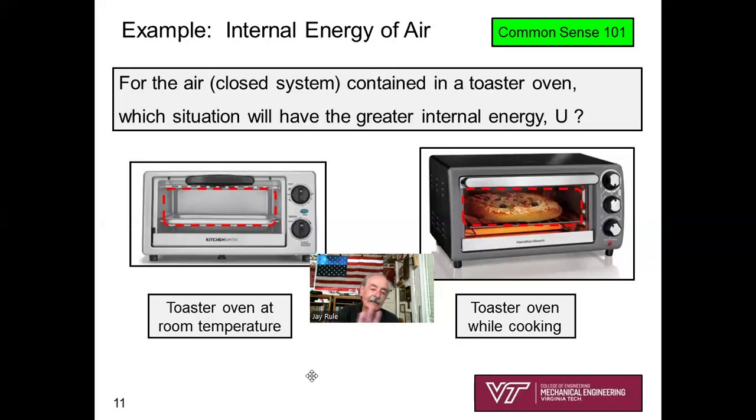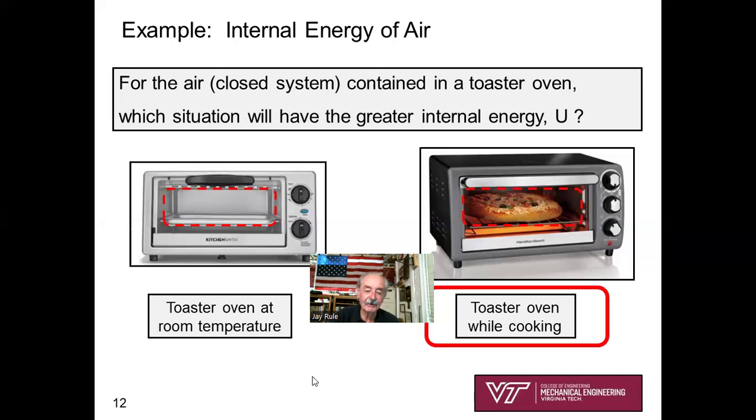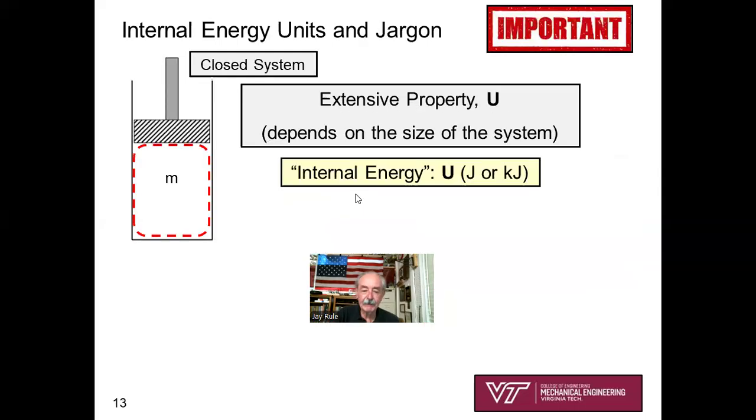Which do you expect would have a greater internal energy in kilojoules? Well, you know what it is. I'd expect the air inside the toaster oven while cooking pizza is going to have a higher internal energy. The air in the toaster oven, higher internal energy. I hope those two examples without numbers at least give you some confidence that you have a physical feel for internal energy, capital U. So the extensive property, capital U.